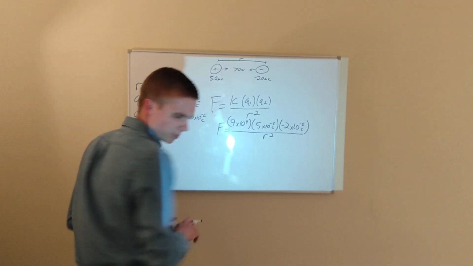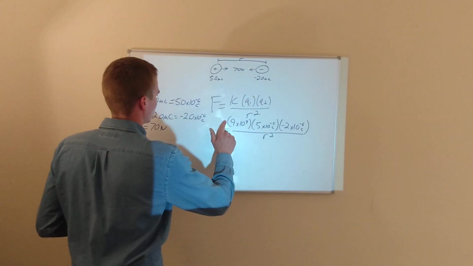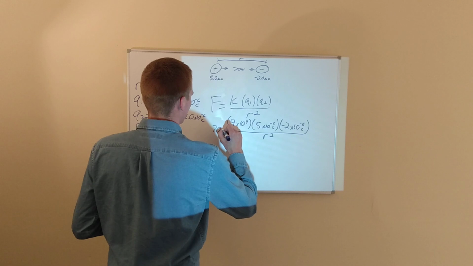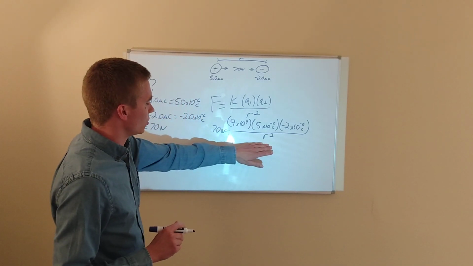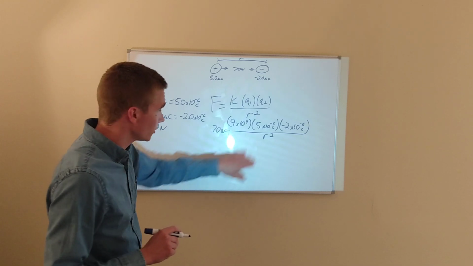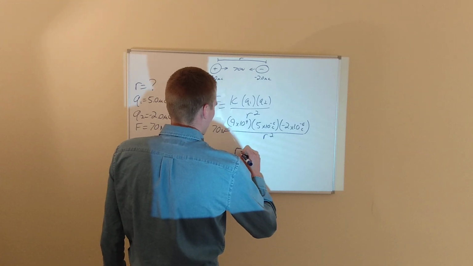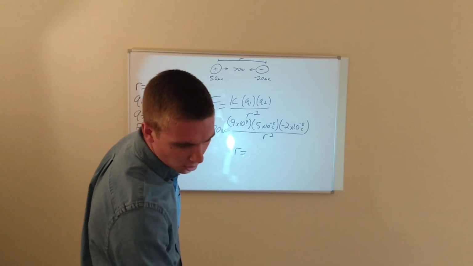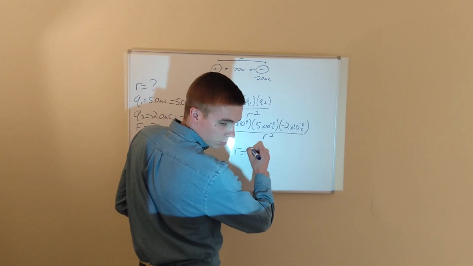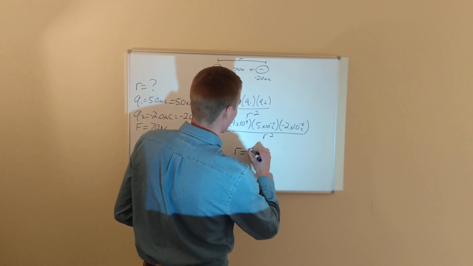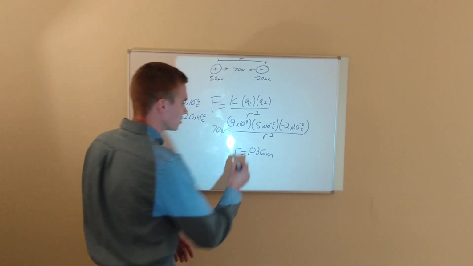R squared, and I made a small mistake. We know what F is, 70 newtons. Okay, and so what we actually do here, we rearrange our equation and we solve for R. And so when we go ahead and solve for R, we get 0.036 meters, which again would be an acceptable answer.